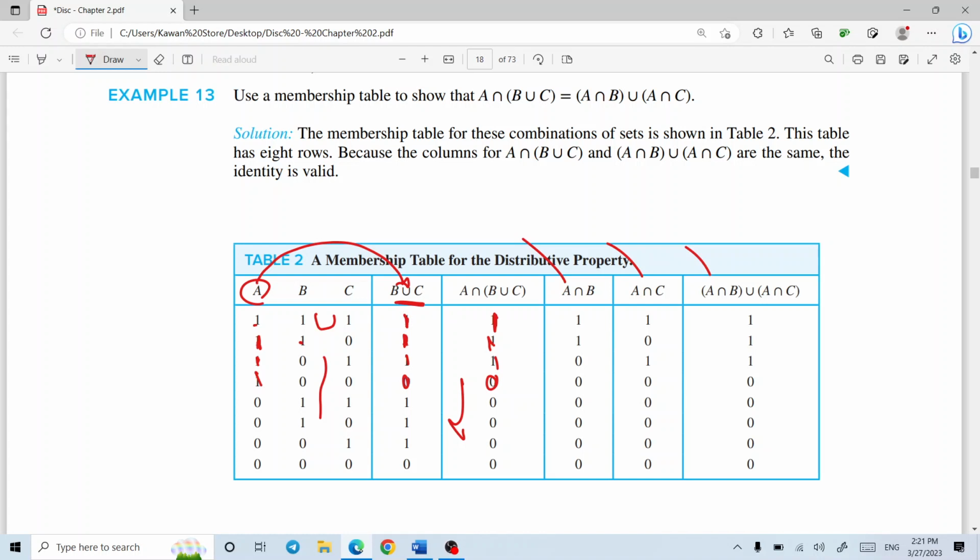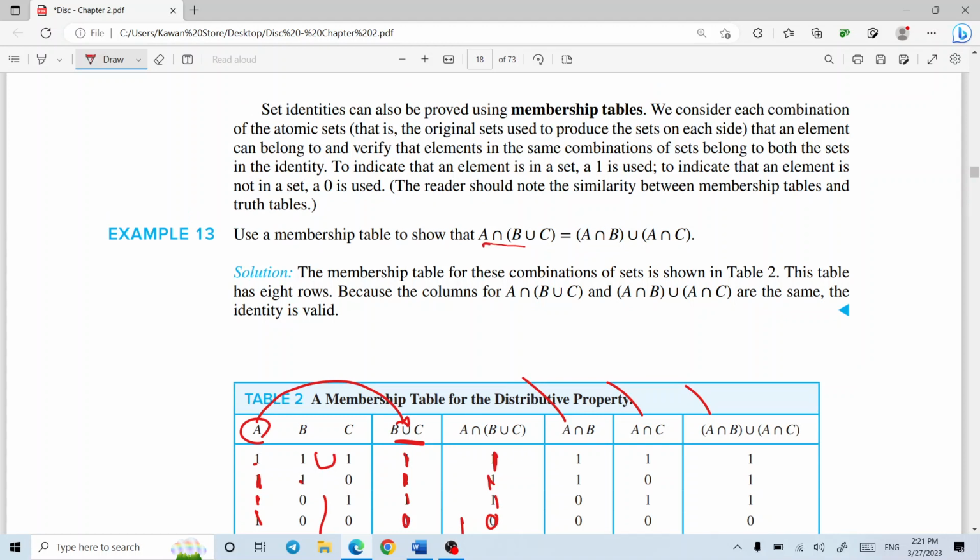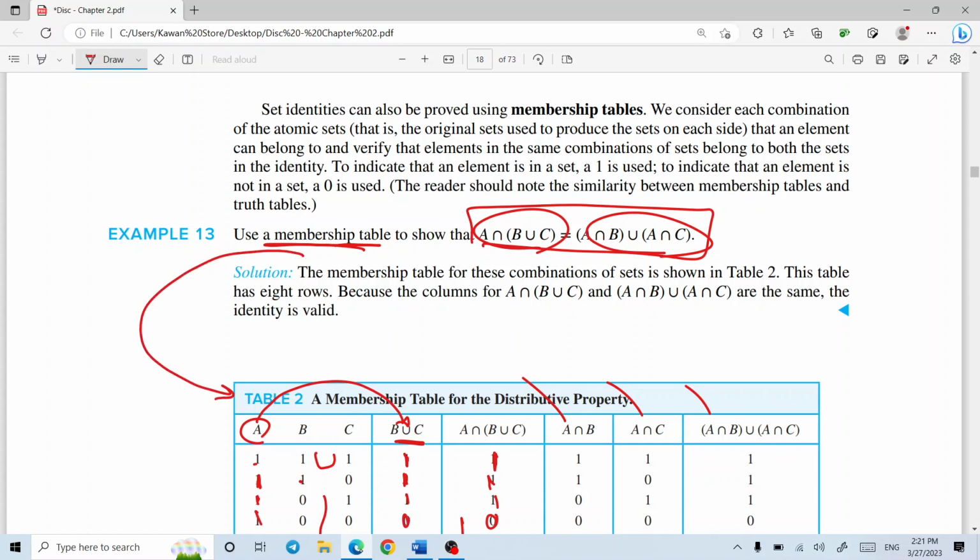Clear? Maybe I'll give you the set like that. I say find the combination of them and show me they are equivalent, they are equal. For example, if I say use a membership table, you should use that table. Clear, dears? Any question? Any problem? Good.